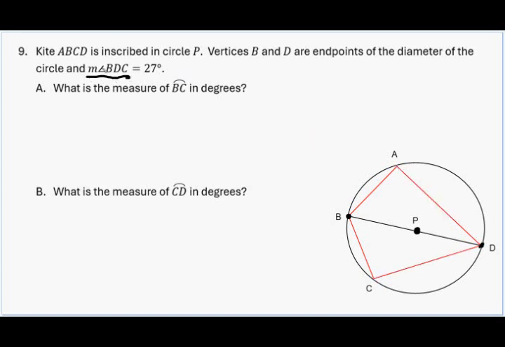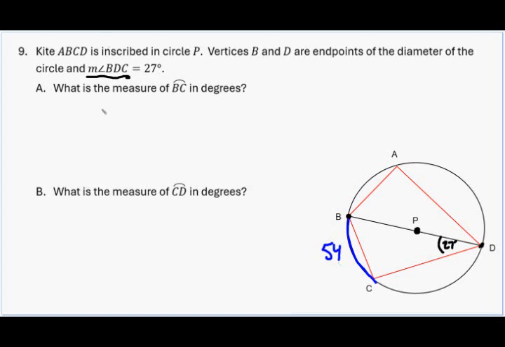The measure of angle BDC is 27. B to D to C, so this angle here is 27 degrees. What is the measure of arc BC in degrees? So here's arc BC in blue. If we go back to the inscribed angle here, it would be half of that arc. So let's double that, and it looks like we're going to get 54.